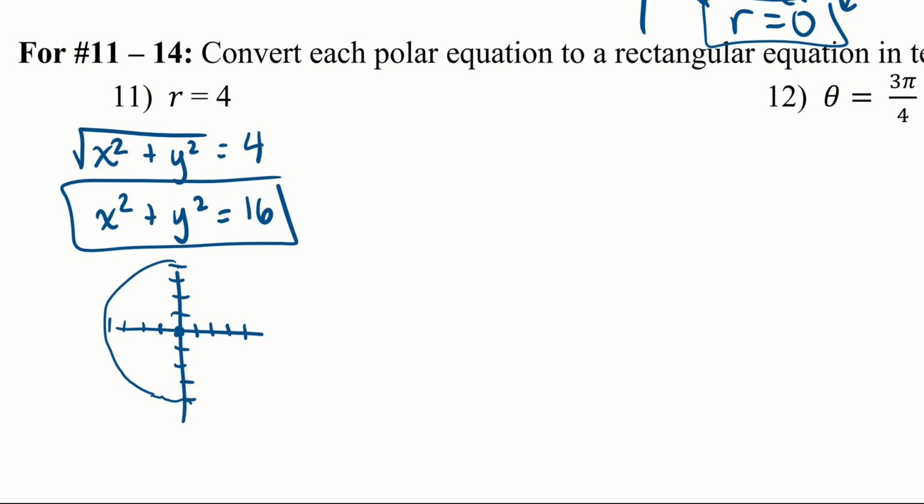This is a circle with a radius of 4. In fact, let's think about this. The equation r equals 4 means we want all points that have a radius of 4. All points that are 4 units away from the origin, or from the pole. Well, that would be a circle. These are all the points that are 4 units away from the origin.